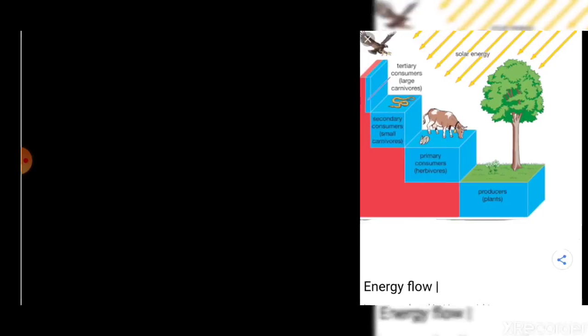It uses some of the energy for carrying out the life processes and stores some of the energy in its body. Again, when a herbivore is eaten by a carnivore, the stored energy gets transferred to the carnivore. Thus, the chemical energy of the food from producers or the plants flows to different consumers or the animals, and this is called as energy flow.